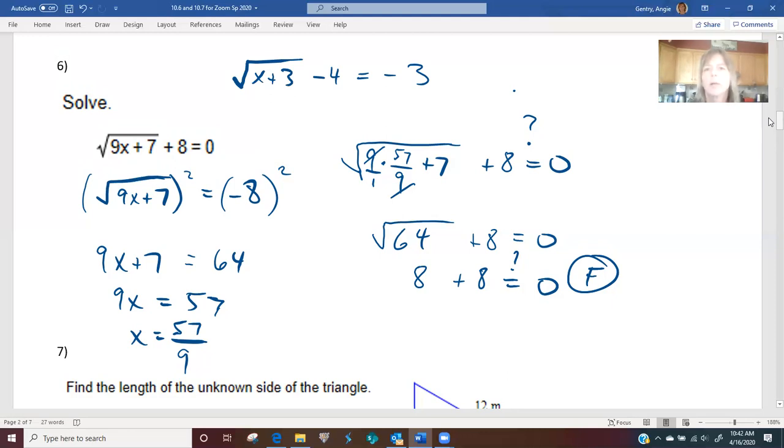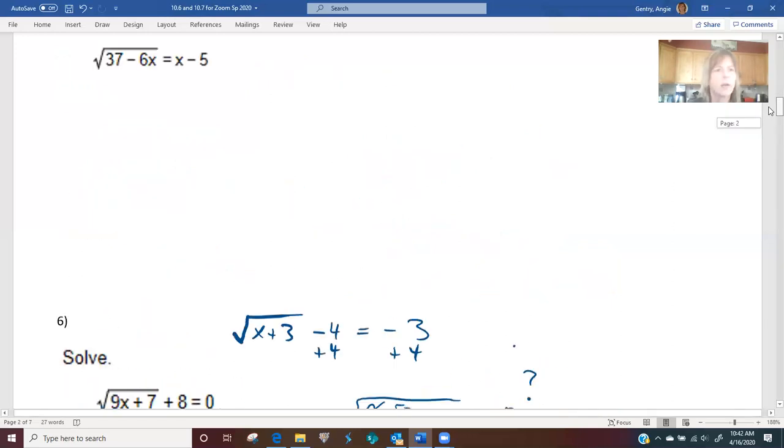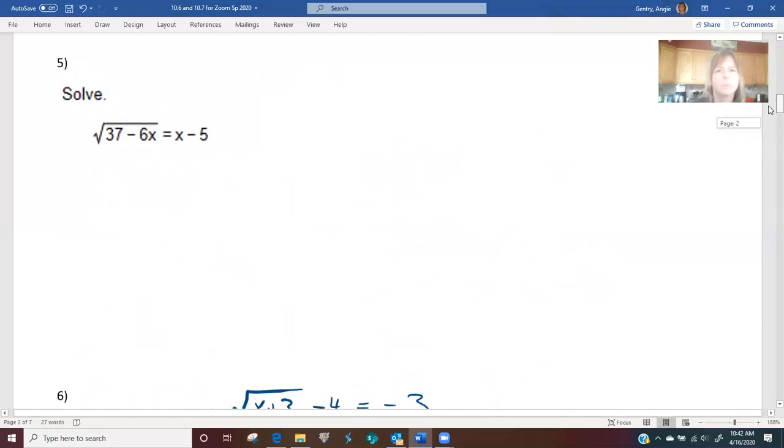You need to always isolate the radical first before you think about that, you know, so you'd add 4, and then you end up with a positive on the right side. You can certainly solve that. So just don't assume anything. I say solve them the way they're intended and then check them in the original, and then you won't have an issue.